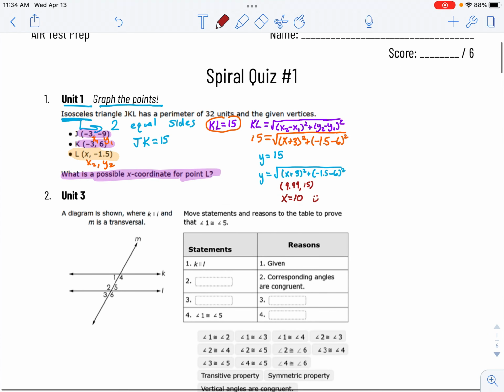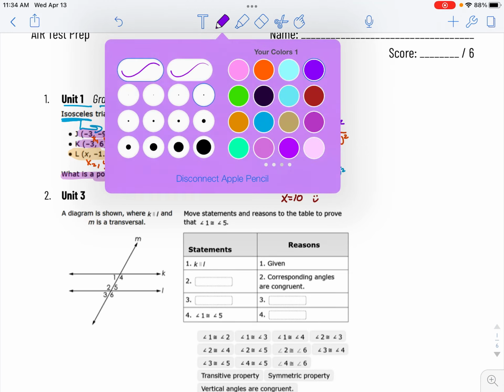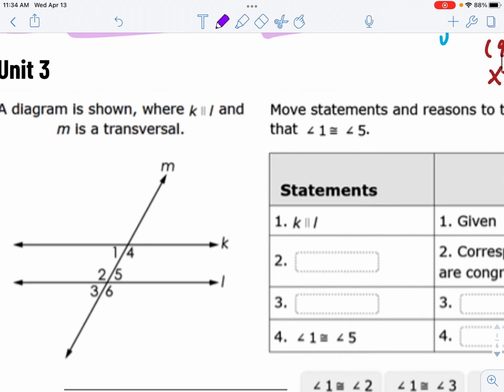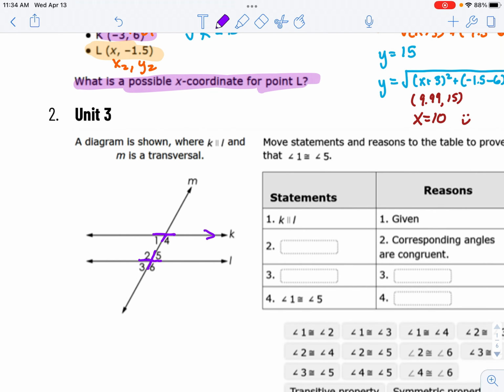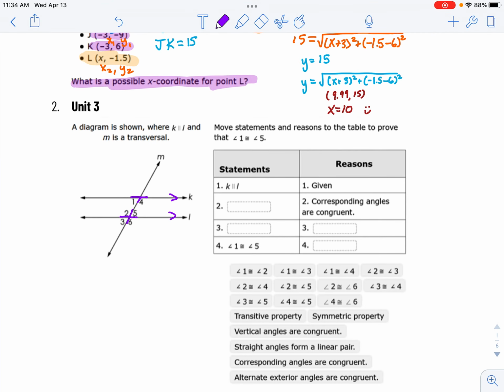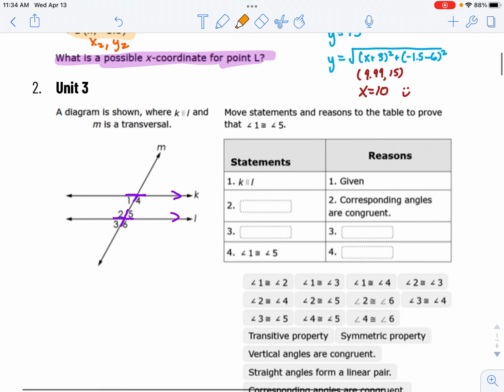This one right here is the diagram shown where K is parallel to L and M is a transversal. Move the statements and reasons to the table to prove that angle 1 is congruent to angle 5. So this really dictates our thinking. What do I mean by that? Well, we're given all 4 cluster of angles down in the bottom, but only 2 angles in the cluster up top. We're given that the lines are parallel, so a lot of these theorems we know are true now.